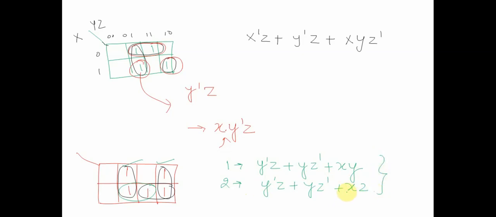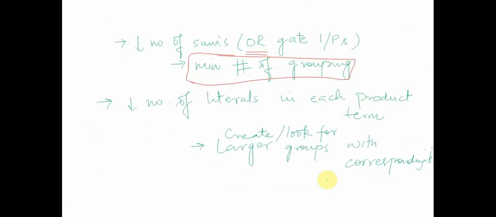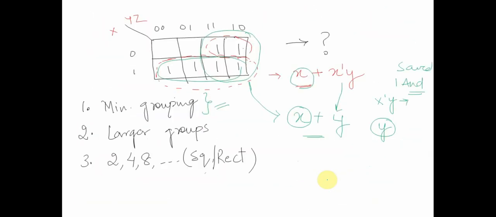Both the maps here will contain the fewest and the largest possible groups. The resulting expressions are both minimal sum of products, and they have the same number of product terms and the same number of literals. Correct? So this is like the basics of K-map. I spoke about multiple concepts over here, and we mainly looked into a three variable K-map.